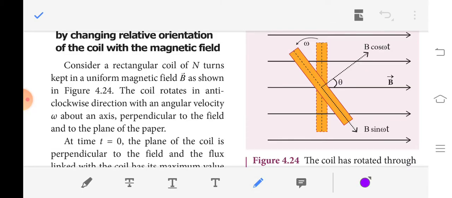Initially, the coil is in a position perpendicular to the magnetic field, and the coil is rotated in the anticlockwise direction. Omega tells us the angular velocity. At time t, the plane of the coil is perpendicular to the field and the flux linked will be at its maximum value, where phi m equals BA.